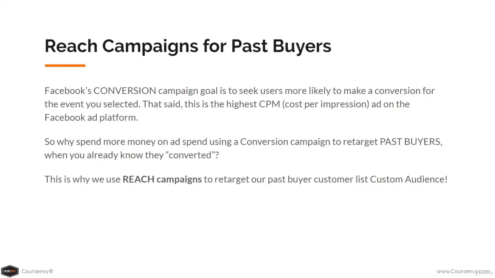Reach campaigns for past buyers. The Facebook Conversions campaign goal is to seek users more likely to make a conversion for the event you selected, whether that's purchase, sign up, and so on. That said, this is the highest CPM, cost per impression, ad on the Facebook ad platform. So why spend more money on ad spend using a conversion campaign to retarget past buyers when we already know they converted? This is why we use reach campaigns to retarget our past buyer customer list custom audience.